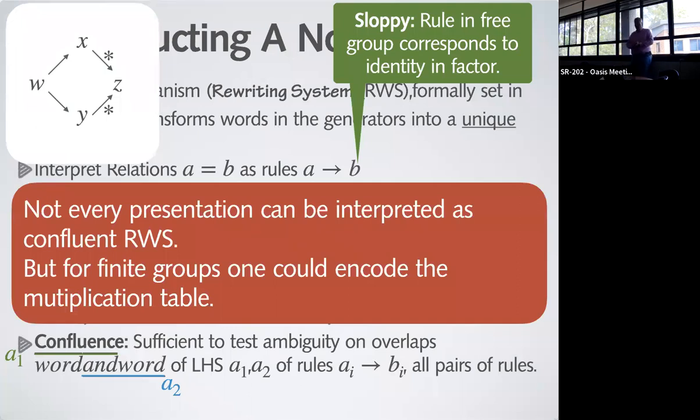While every presentation gives me a rewriting system, it does not necessarily give me a confluent rewriting system, because there is no need for this condition to be fulfilled. For finite groups, I could just encode the whole multiplication table and thereby get a confluent rewriting system. So existence of confluent rewriting systems is trivial.